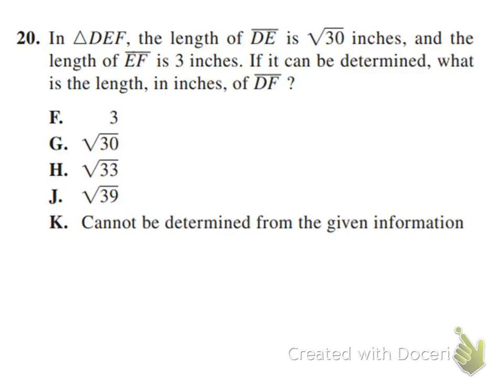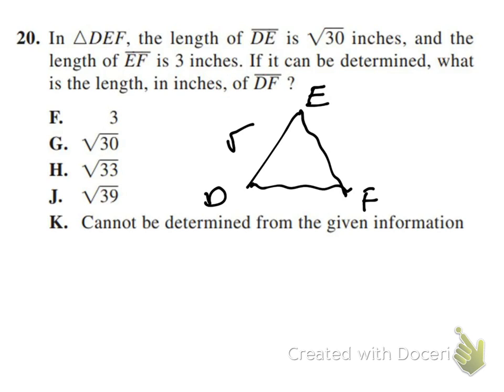Yes, triangle DEF, the length of DE is the square root of 30. I'm going to draw a triangle anytime I'm given a triangle. They don't give me a picture, I'm going to make a picture. DEF, right? The value of DE is the square root of 30. The value of EF is 3. If it can be determined, what is the length in inches of DF?